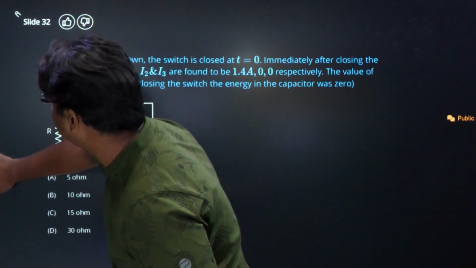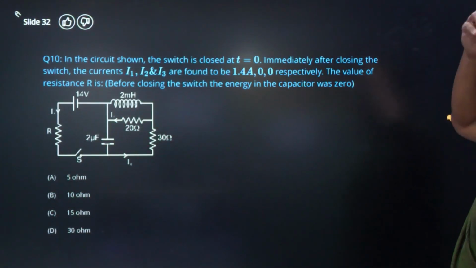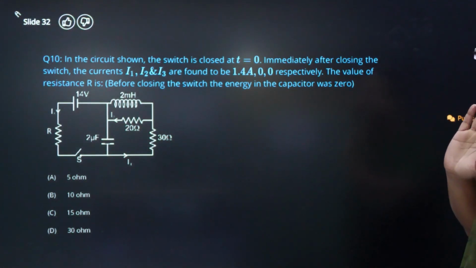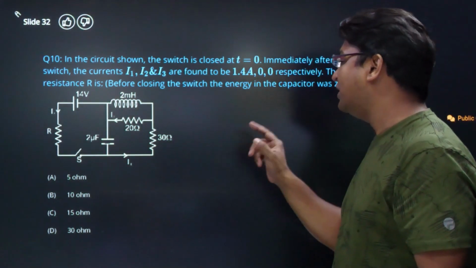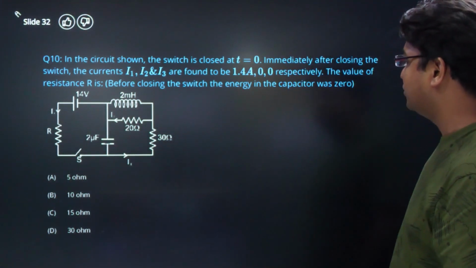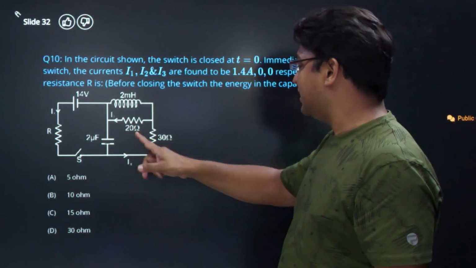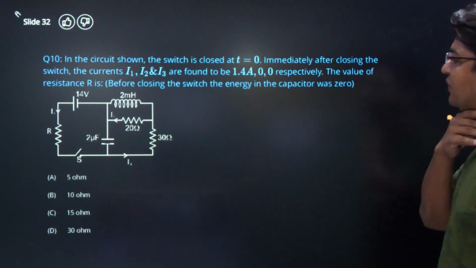Alright, we'll now move to question number 10. Let's see what this question has to say. It says in the circuit shown, the switch is closed at t equal to 0. Immediately after closing the switch, the currents are I1, I2 and I3, and they are found to be as given. So I2 and I3 are 0. I2 is the current in this branch, I3 is the current in this branch. The value of the resistance R is to be found.